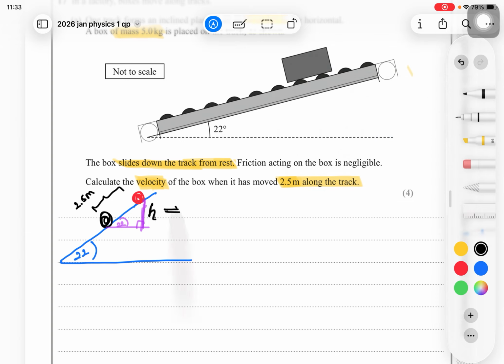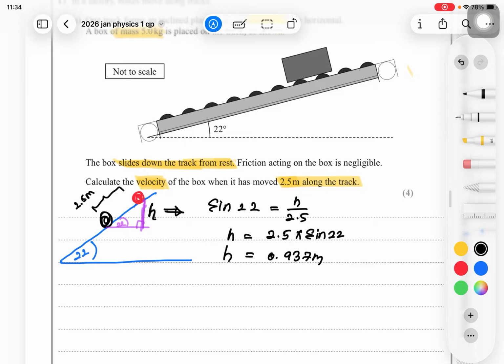So how is h taken? We know the angle, we know the hypotenuse, and h is the opposite. So we can use sine 22 equals h divided by 2.5. So our h is going to be 2.5 times sine 22. This will give us the h distance, which is 0.937 meters. The reason we are taking the h distance, which is how far the object came vertically down, is that it gives us the vertical height dropped.